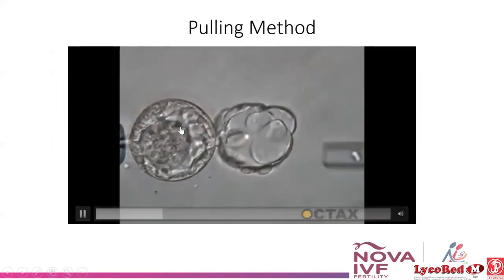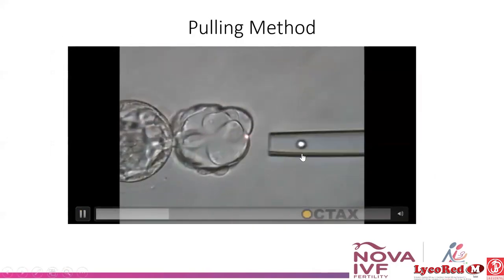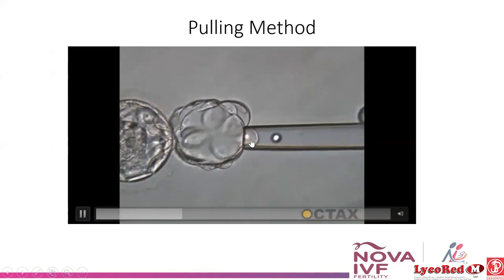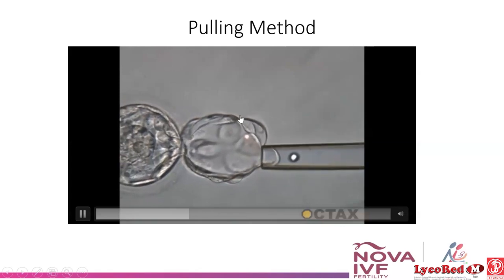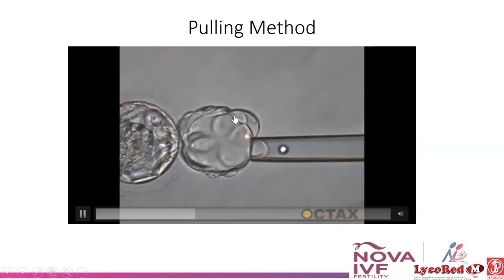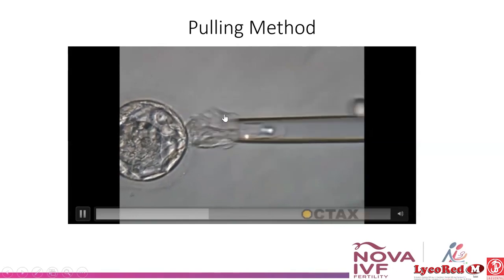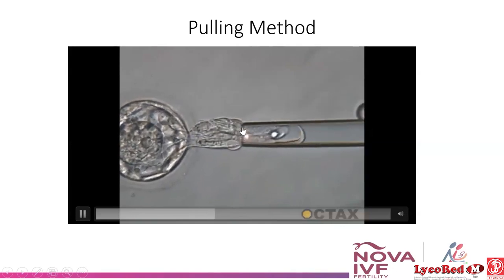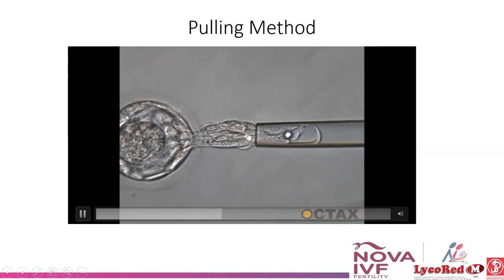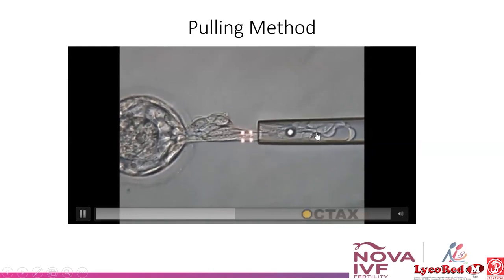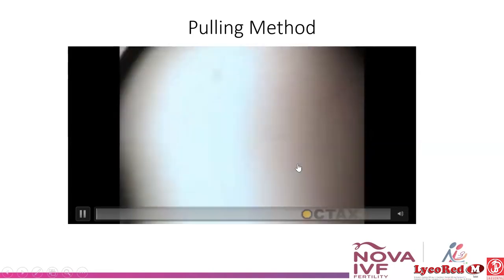In the pulling method, hold the embryo with the holding pipette. This is the biopsy needle. We will catch the trophectoderm. We are just targeting 6 to 8 or 8 to 10 cells of the trophectoderm. You can see how we are catching the trophectoderm, giving a laser shot between the two junctions of that trophectoderm, giving 2-3 laser shots and just pulling with the help of this biopsy needle, and we are doing the biopsy.